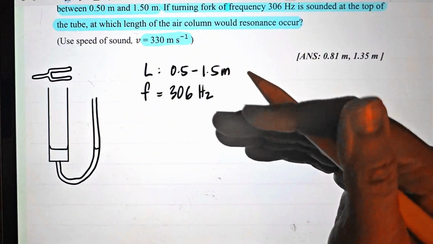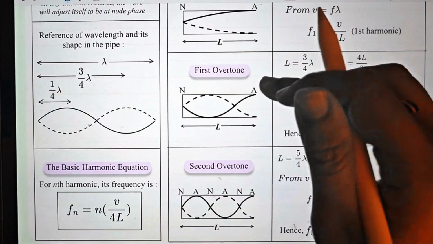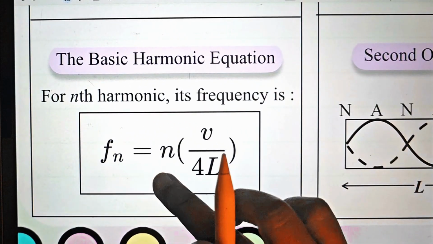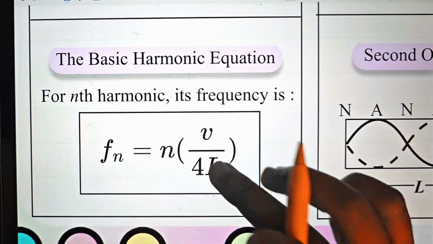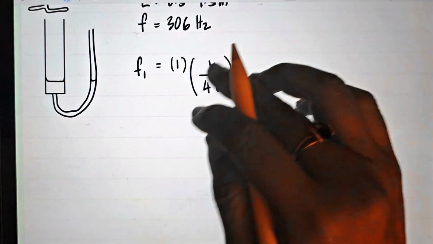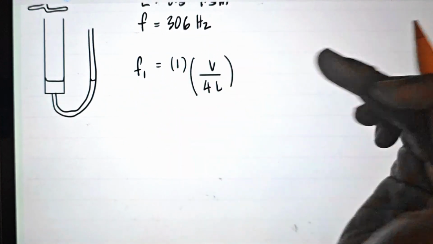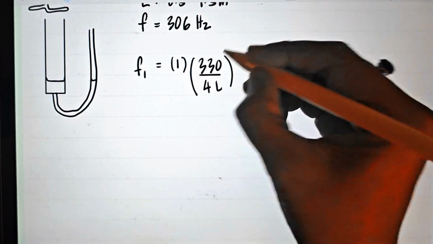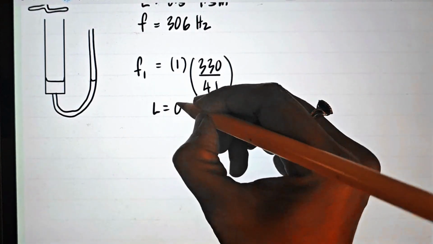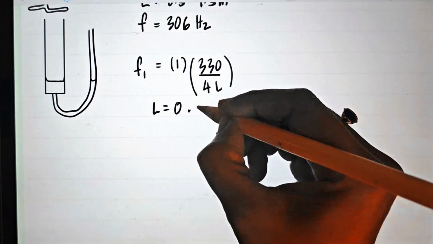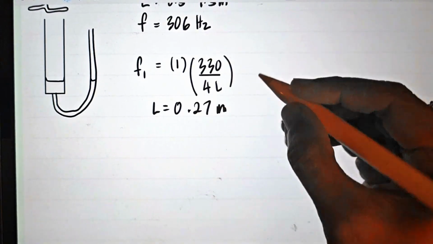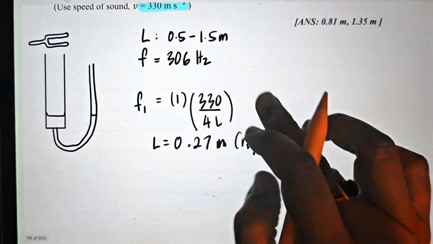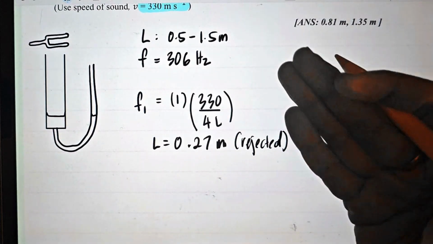So now we do trial and error. Because this is a closed-end pipe, the basic harmonic equation is Fn equals N V over 4L. We're going to use F1 equals 1 times V over 4L, where V is the speed of sound in air. So L equals 0.27 meters. So this is rejected because it is not within the length range.